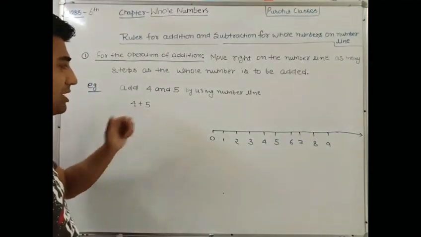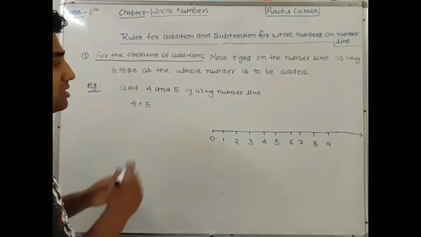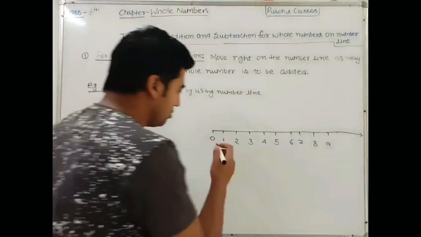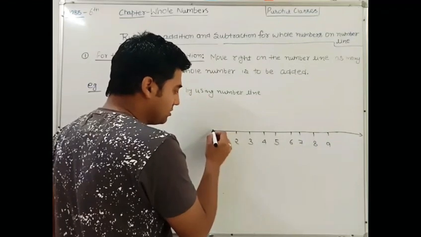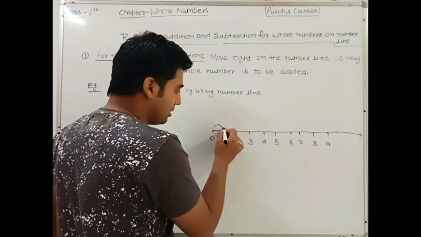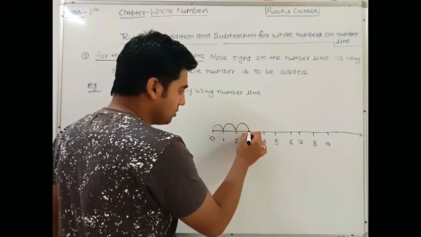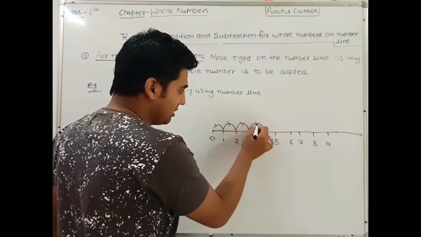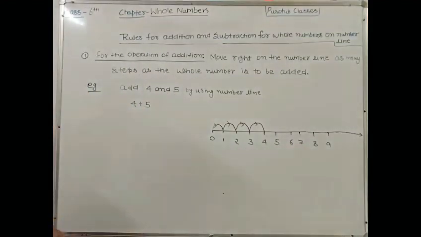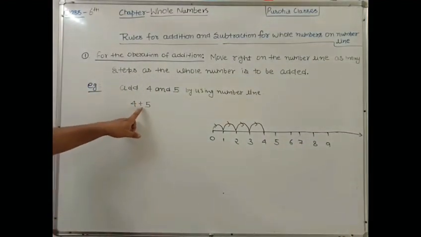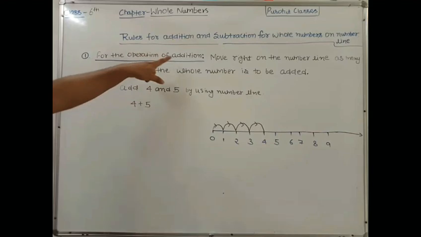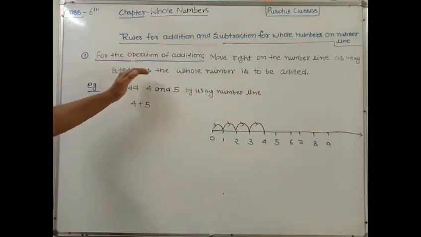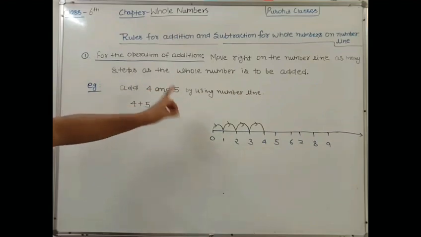Okay, let's see. We have to add 4 and 5, and the rule says, first we have to come up to 4. So first we will count from 0 to 4: 0, 1, 2, 3, 4. This is showing that we are moving in the right direction. Then we have to add 5 to 4.